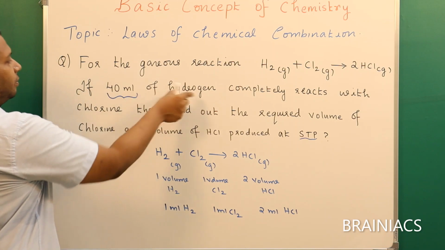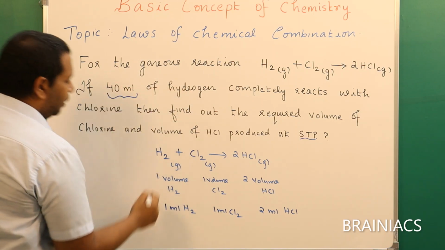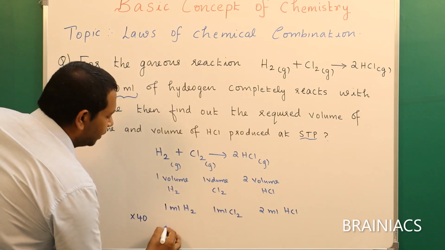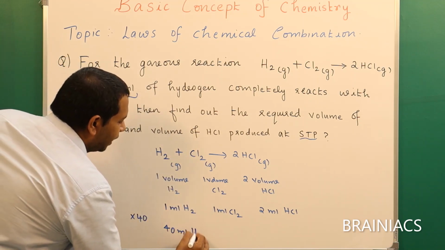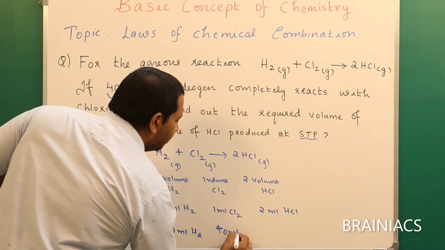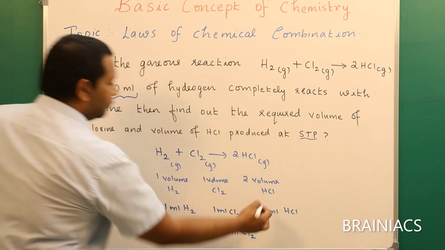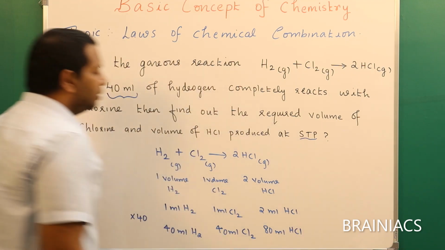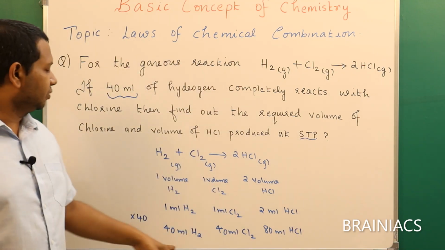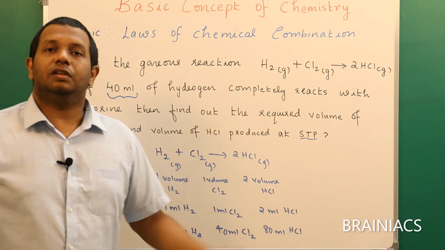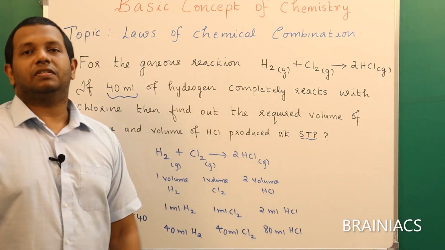Now tell me how many ml of hydrogen are given to you? 40 ml. So multiply by 40. Multiplying by 40, this will become 40 ml hydrogen, needs 40 ml chlorine, and it becomes 80 ml HCl. Very simple. So you got the answer: 40 ml hydrogen needs 40 ml of chlorine and produces 80 ml of HCl. You got the same answer in the previous method also.